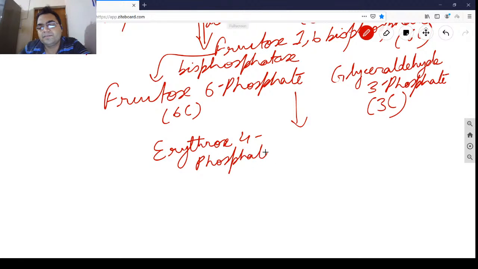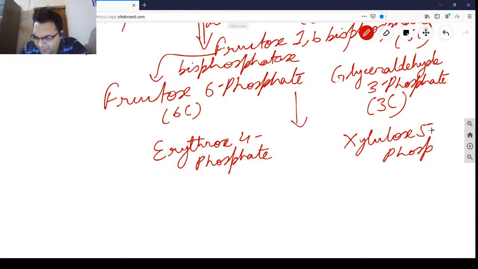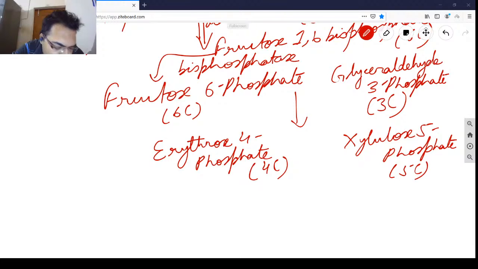Erythrose 4-phosphate, then xylulose 5-phosphate. That is 5 carbon. This is a 4 carbon molecule. Now xylulose 5-phosphate will epimerize, will become an epimer, to become ribulose 5-phosphate. It will become an epimer, means at one of the carbons the switch will happen. OH will go this side, H will come this side. It is an epimer that I taught you in the biomolecules chapter. The enzyme will be an epimerase. It will become ribulose 5-phosphate.